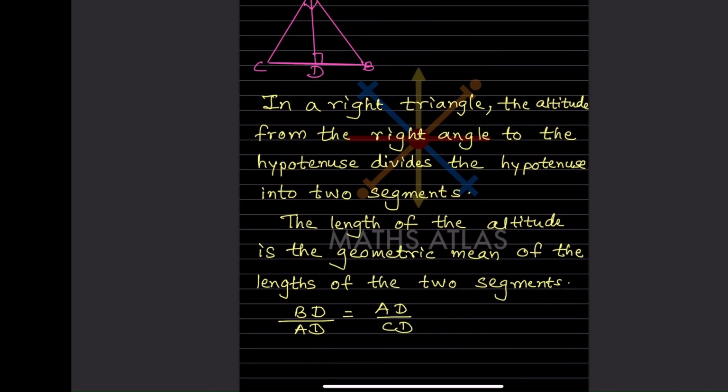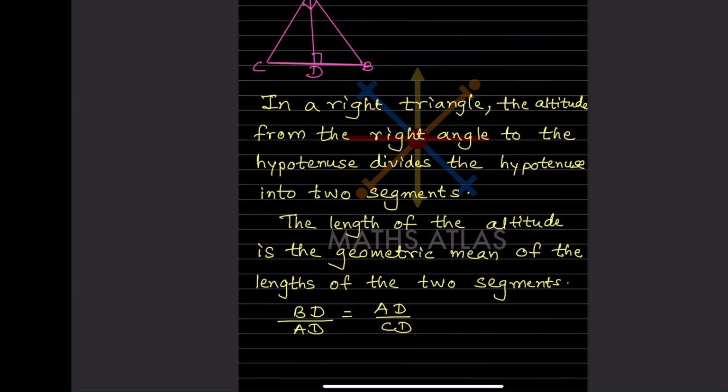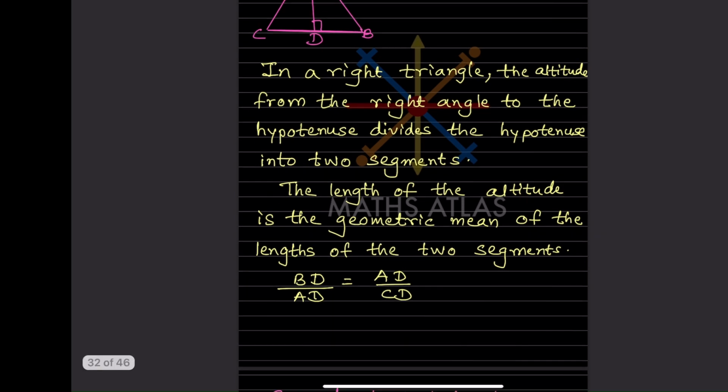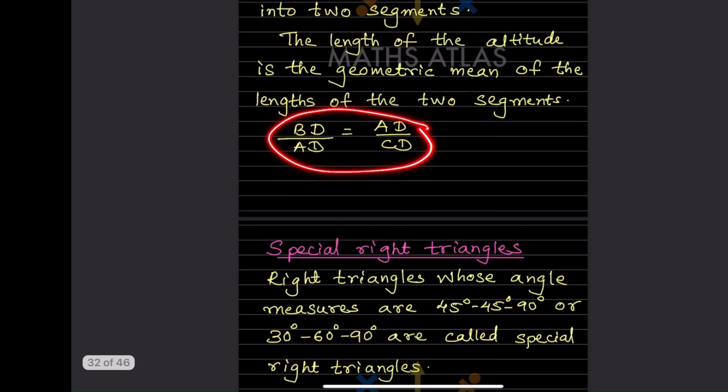So what we can say here is that BD divided by AD is equal to AD divided by CD. So this is what you have to remember.